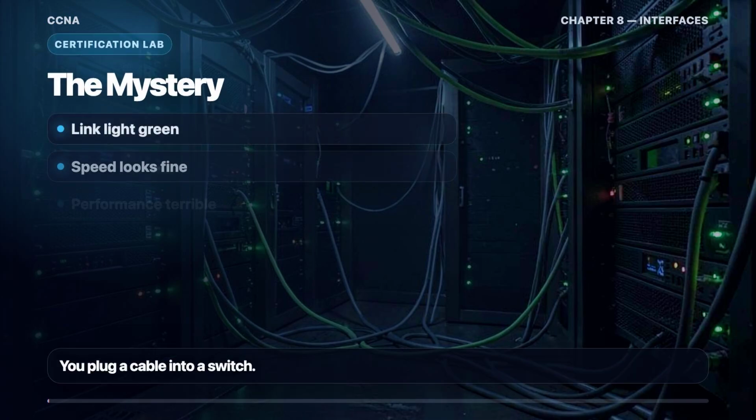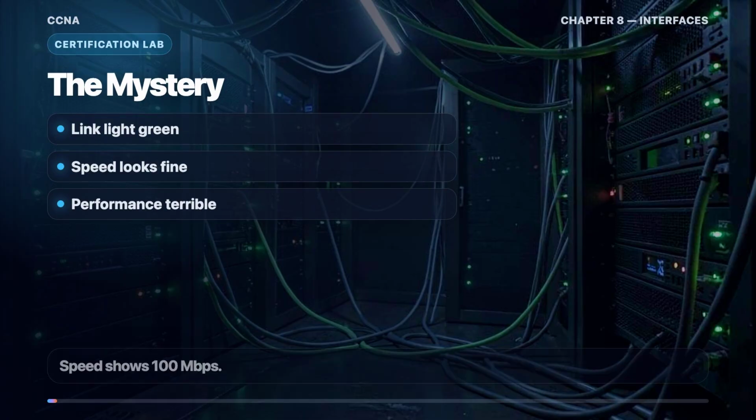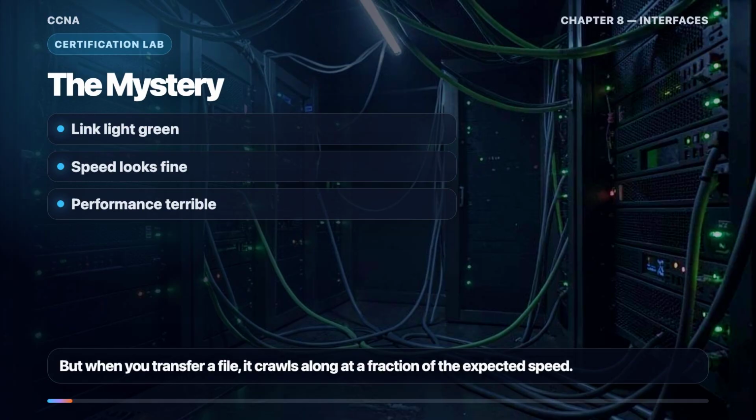You plug a cable into a switch. The link light comes on green. Speed shows 100 megabits per second. Duplex shows full. Everything looks perfect. But when you transfer a file, it crawls along at a fraction of the expected speed.